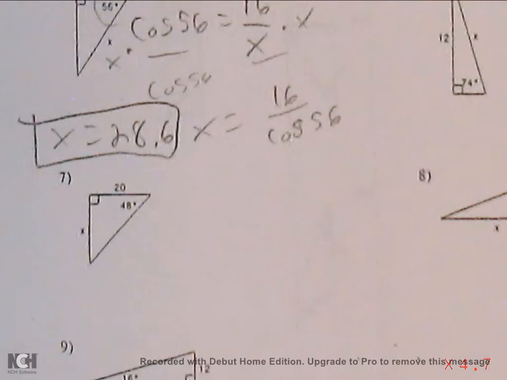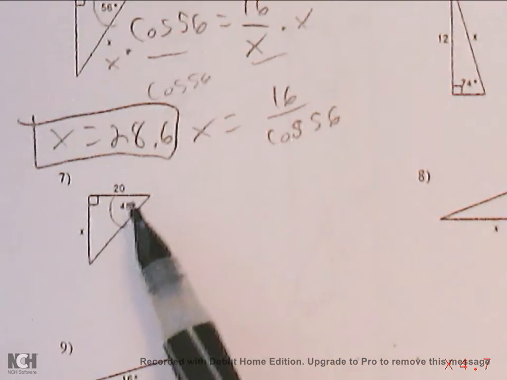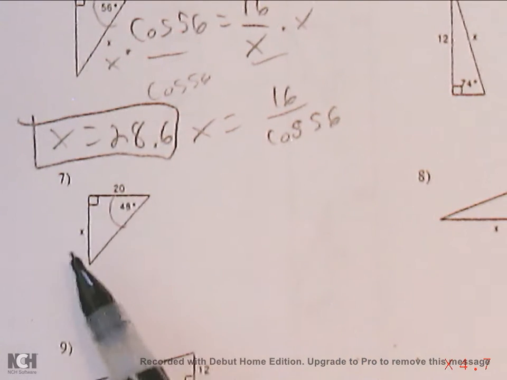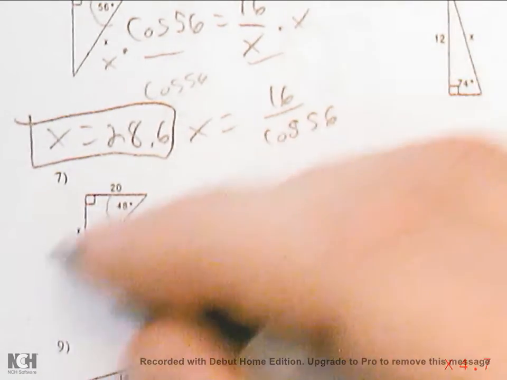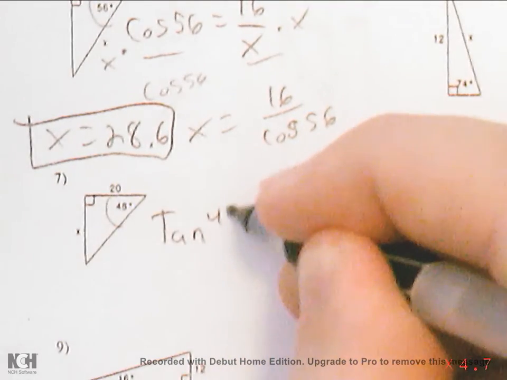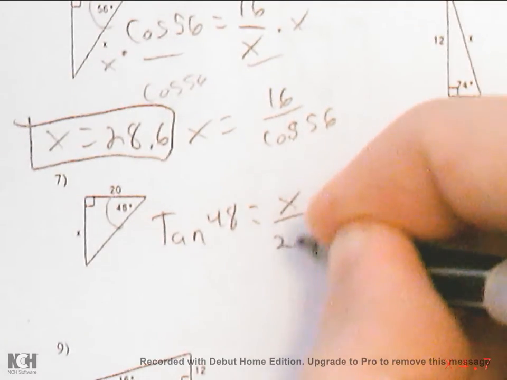Okay, let's do one more. Let's look at this one, number 7. This time, there's my angle, and I know the adjacent side, and I want to find the opposite side. To set this one up, it would be tangent, because I don't have the hypotenuse in here, right? It's opposite and adjacent. So tangent of 48 has to equal the opposite side, x, divided by 20.